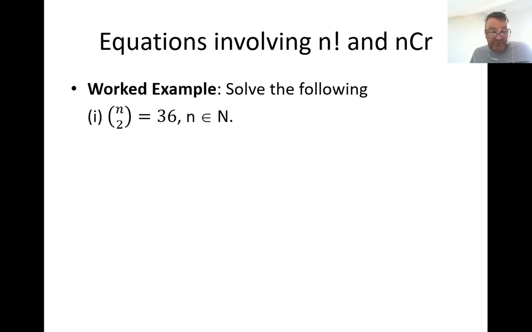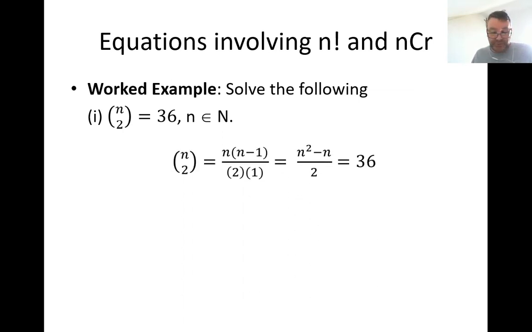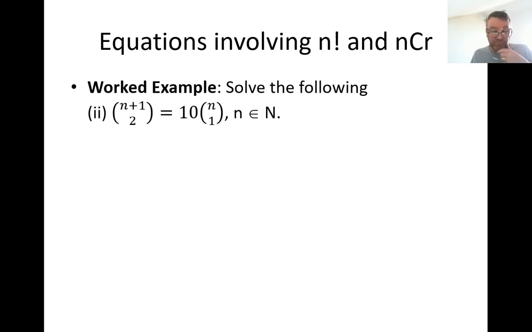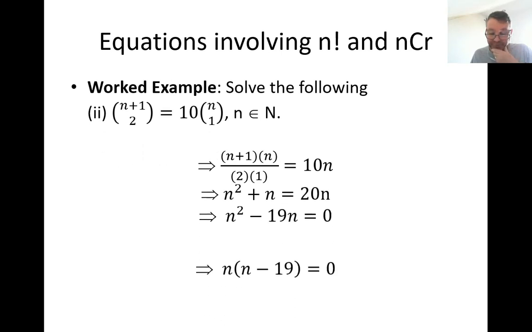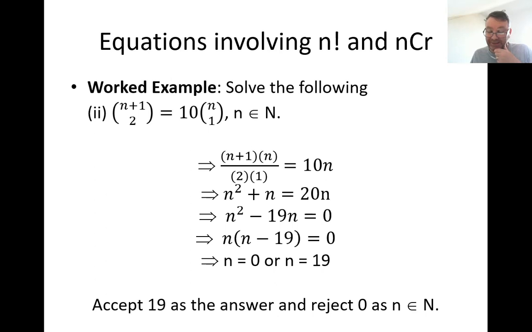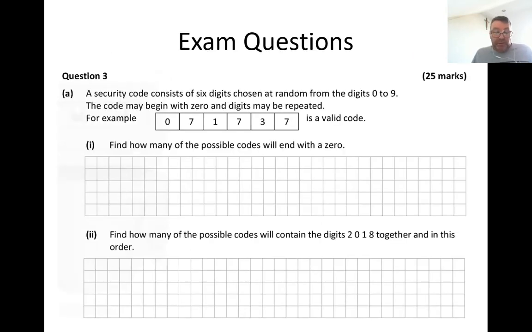Okay, so solve the following: nc2 equals 36. Do we have that already? Yeah, there are the answers, just to make sure that I'm right. So I'm checking myself. Good. Didn't realize I gave you the answers to that. That's fine. Accept 9, reject minus 8. And then the second one, as we said already, you accept 19 but not 0 because n is an element of natural numbers.